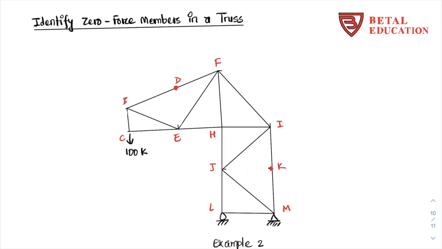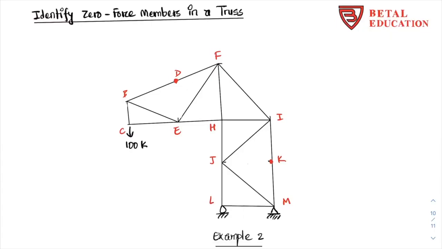Let's go with rule number 1. I don't see any rule number 1 application here. So let's move on to rule number 2. I don't see any rule number 2 application either. Let's go to rule number 4 and see if rule number 3 applies then. According to rule number 4, we are going to look at the supports. Up here at node L, the roller support has a horizontal member LM. Since there is no reaction at the roller support, this member should carry 0 force.